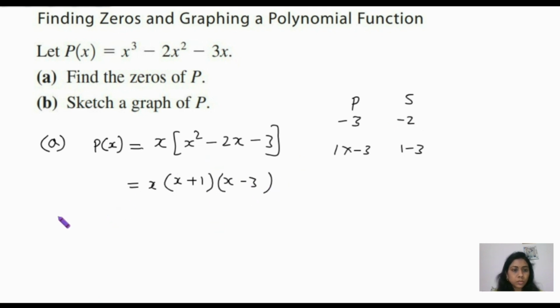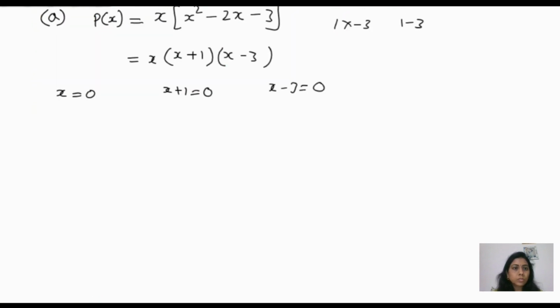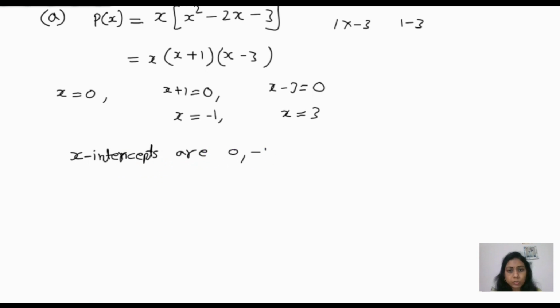Now we can easily find the zeros. So x is equal to 0, x plus 1 equal to 0, or x minus 3 equal to 0. So x equals 0 is this, and this is x equals minus 1, and this is x equals 3. So these are the zeros: 0, minus 1 and 3. So the x-intercepts are 0, minus 1 and 3. We can rearrange in ascending order. So minus 1 comes first, then 0, and then 3.